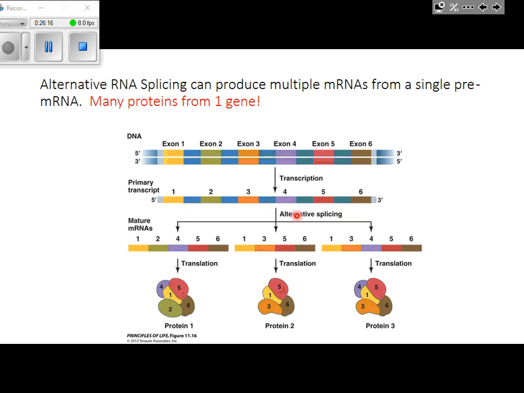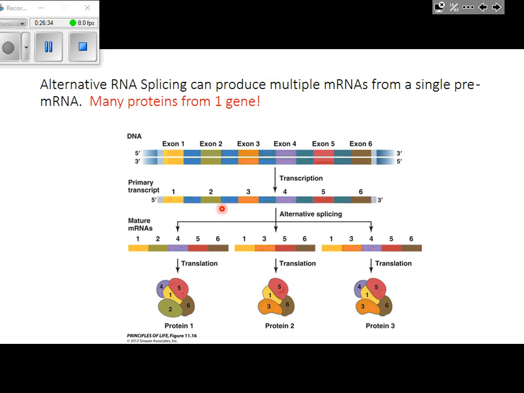Now, in RNA processing, we know the introns are going to be cut out. Like we talked about earlier, there's going to be a cut made here, there's going to be a cut made here, and we're going to get rid of this intron, and we're going to splice together these 2 exons.